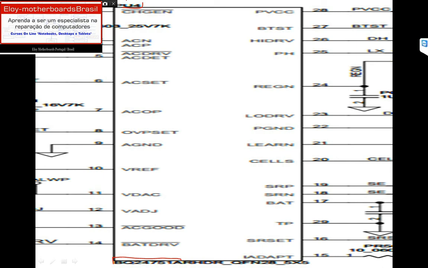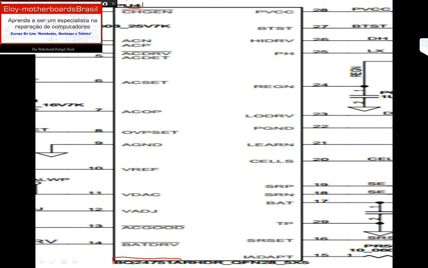Then we have pin 12, voltage adjust. How can I explain this? Adjust is like the brightness of your computer. You can select more brightness on your screen or less. It's voltage adjustment, you can adjust. AC good is the power good that I will explain in lessons 4 and 5 and so on. So you can see all these pins, what they mean, what is the function, the why and how they are here, on the datasheet.